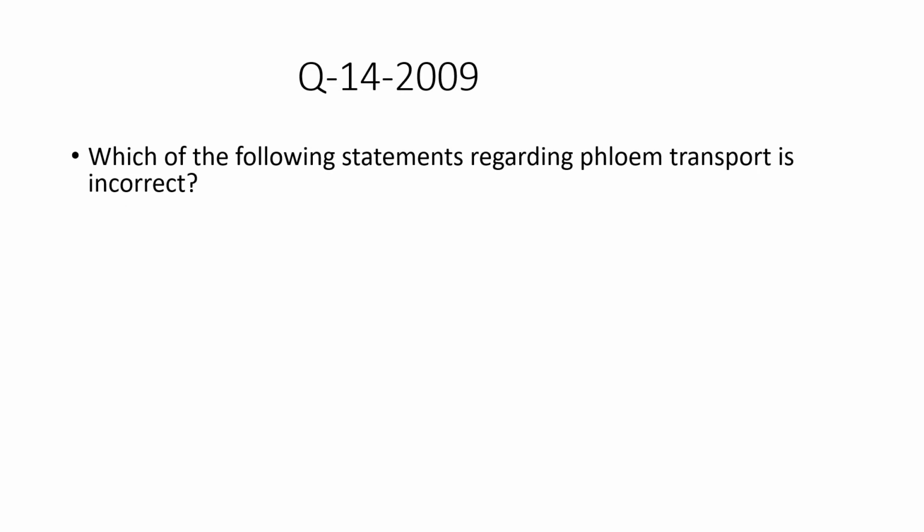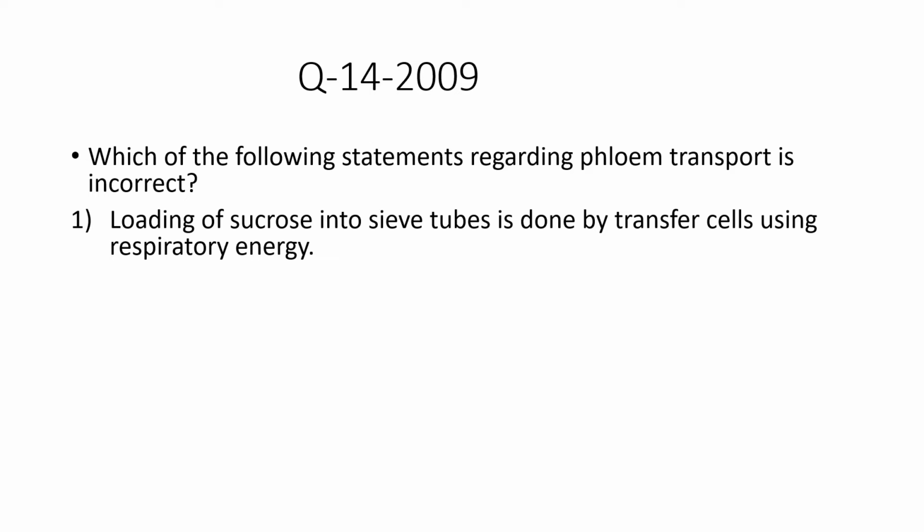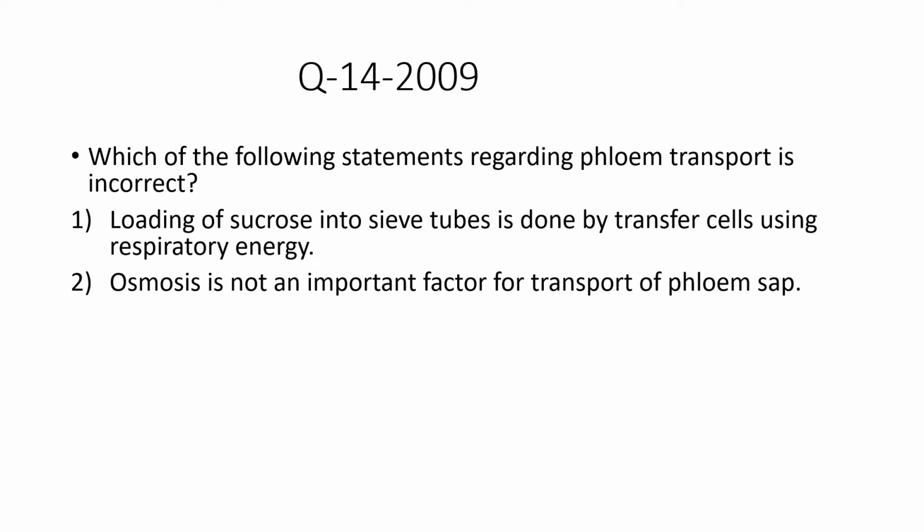Question 14, 2009. Which of the following statements regarding phloem transport is incorrect? 1. Loading of sucrose into sieve tubes is done by transfer cells, using respiratory energy. 2. Osmosis is not an important factor for transport of phloem sap.